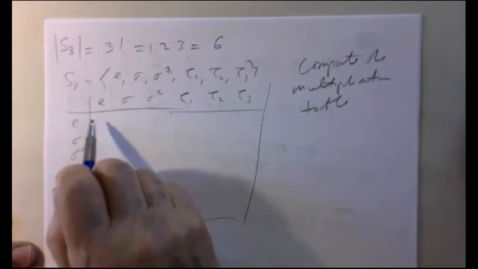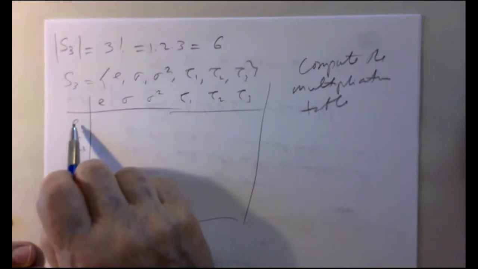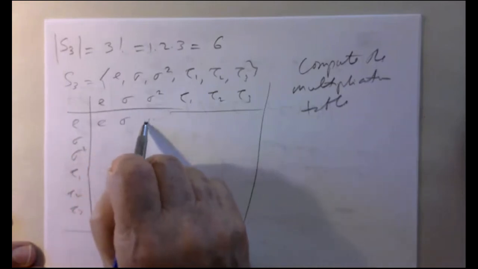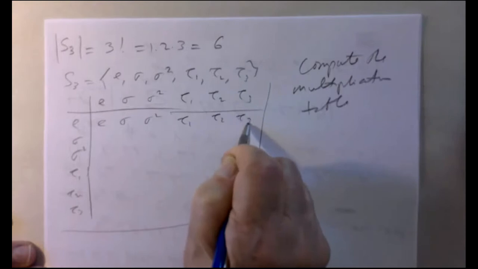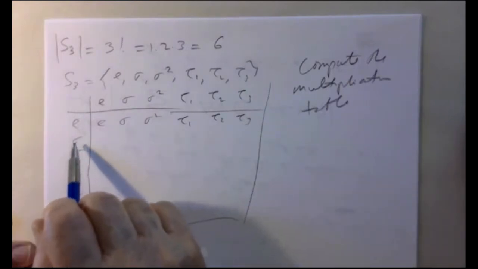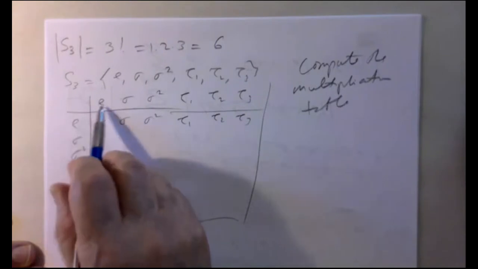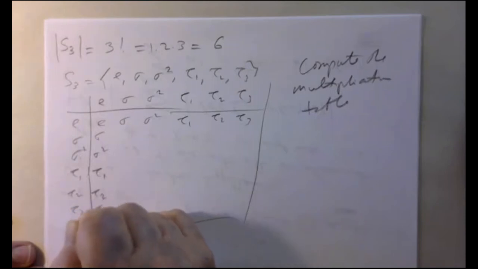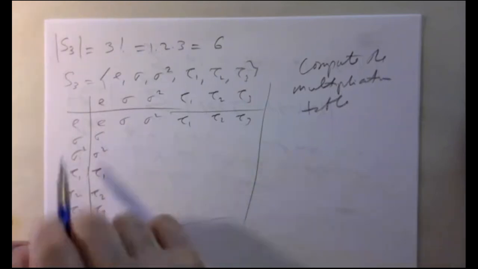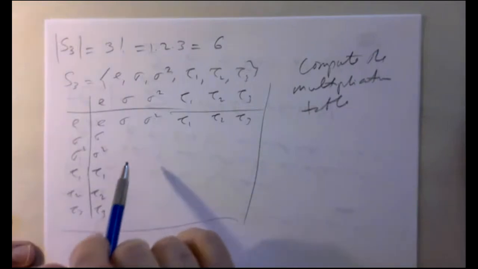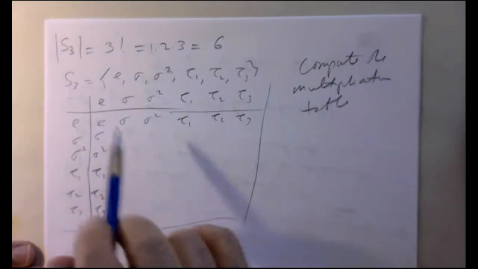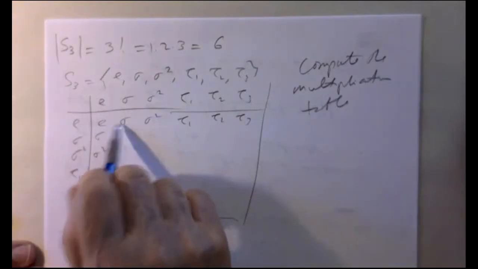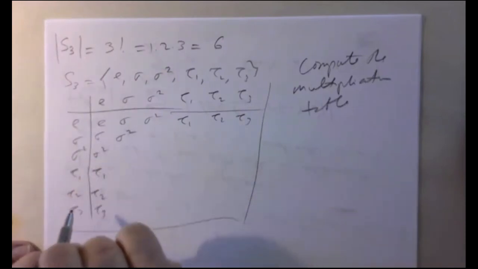What is E times E? Well, E is the identity, so E times anything is the anything. So E times E is E, E sigma is sigma, E sigma squared, tau 1, tau 2, tau 3. And multiplying on the right by the identity, sigma E is sigma, sigma squared E is sigma squared, and tau 1, tau 2, tau 3. This is a 6 by 6 matrix. I have to fill in 36 entries, and I guess I've done 11. That's not so bad. What is sigma times sigma? Sigma times sigma is sigma squared.